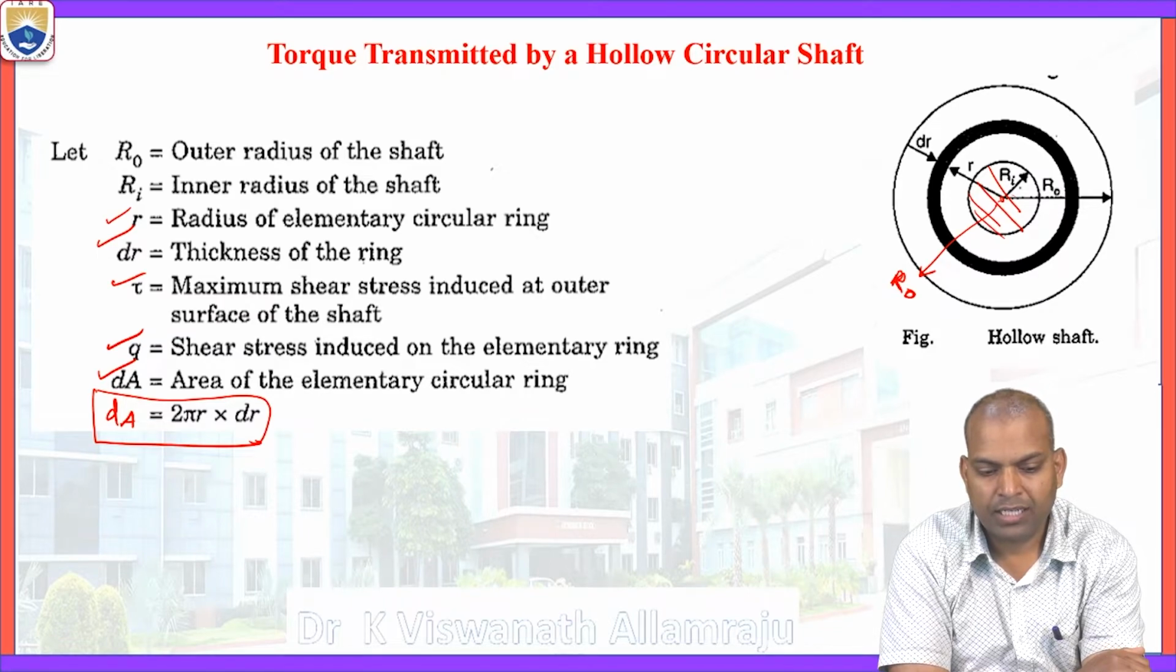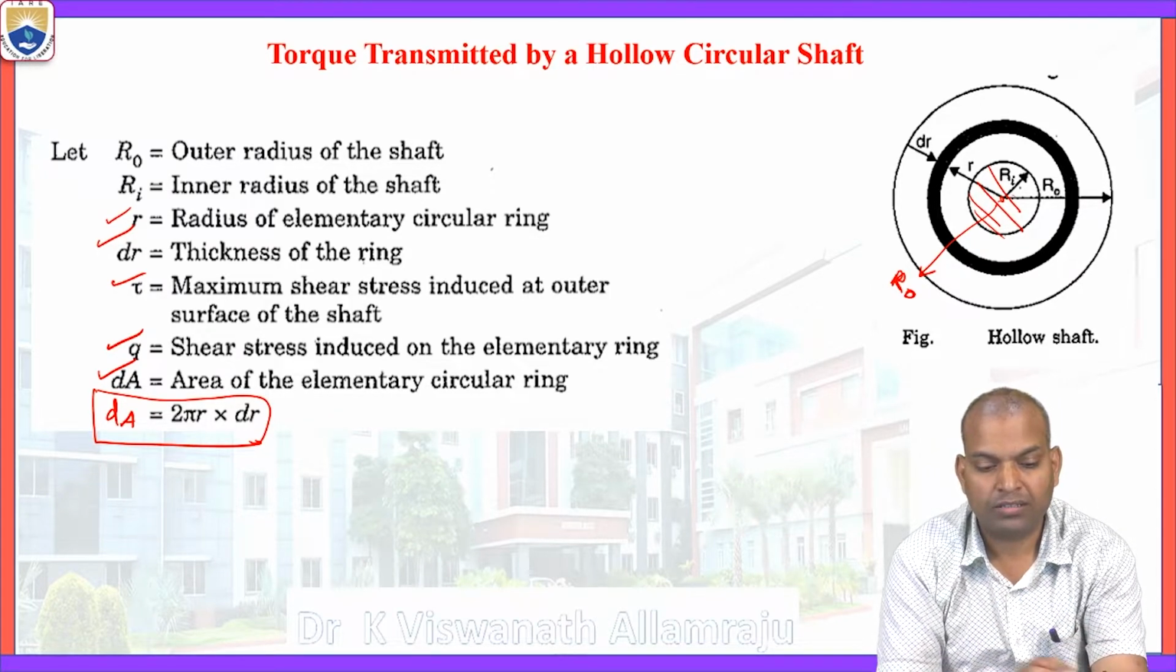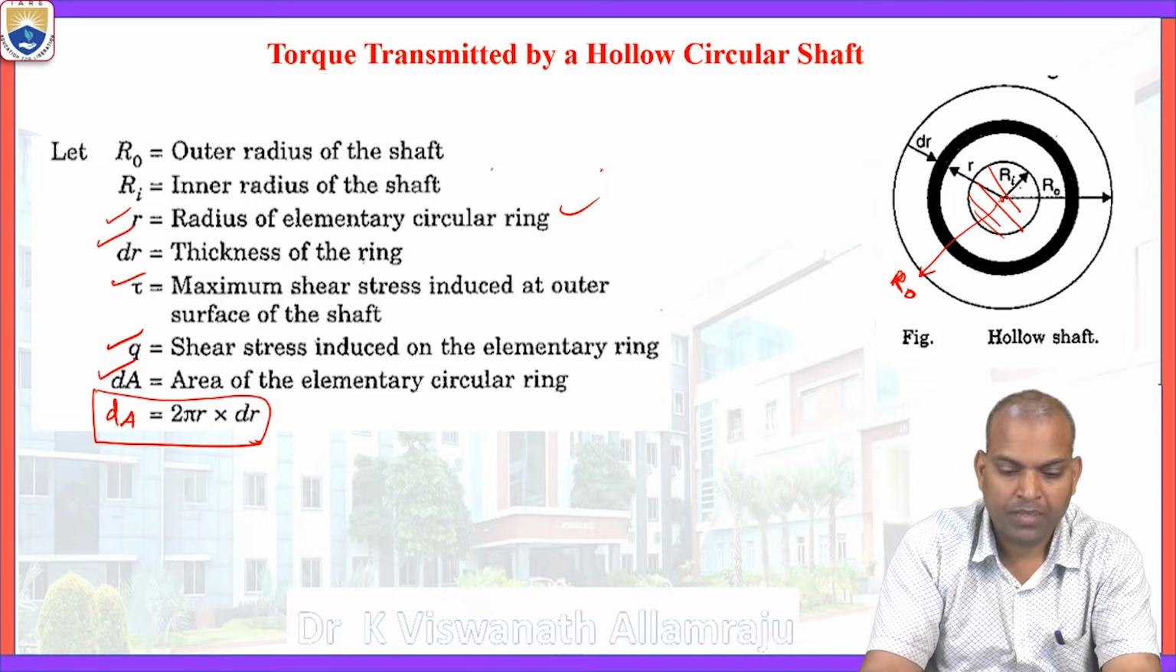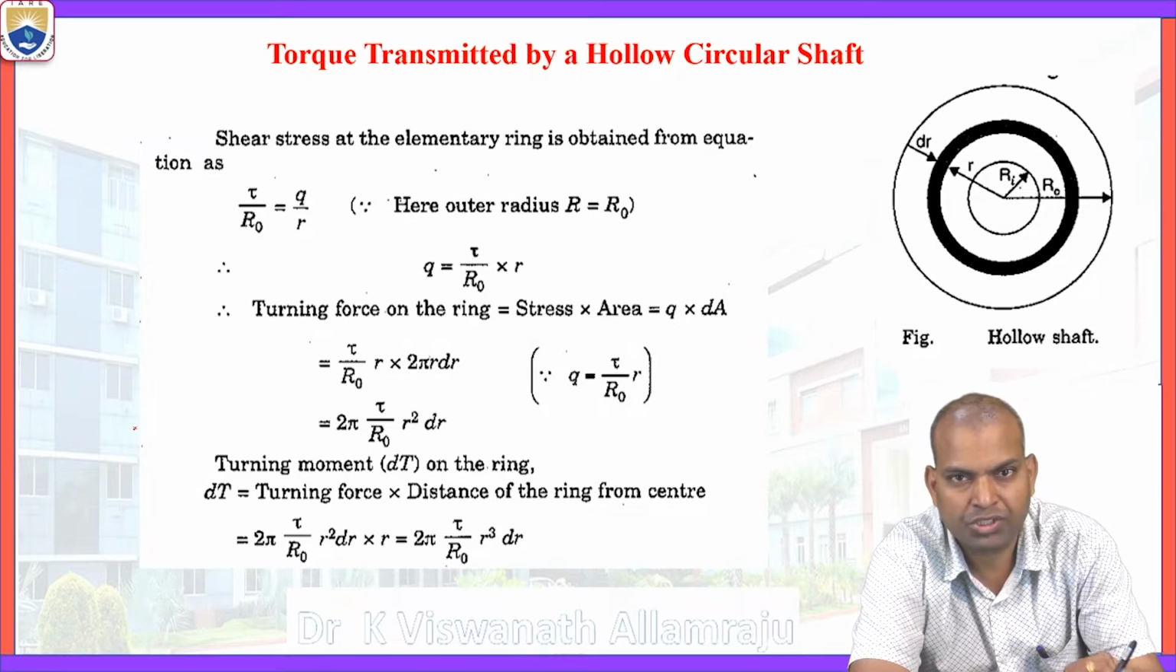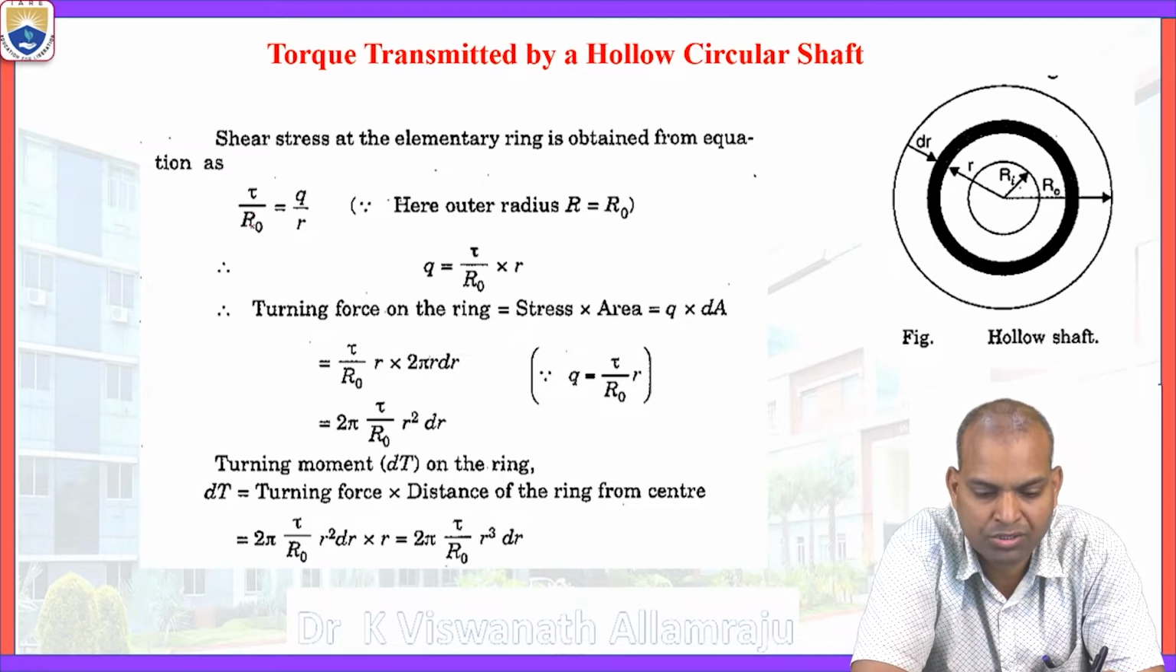Okay. And for the elementary stress induced on the elementary ring, what is the radius of that elementary ring? The radius of the elementary ring here is small r. Now after that, what to do? We know the ratio of the shear stress at the outer radius, tau by r0, equals q by r. Here that ratio remains the same.